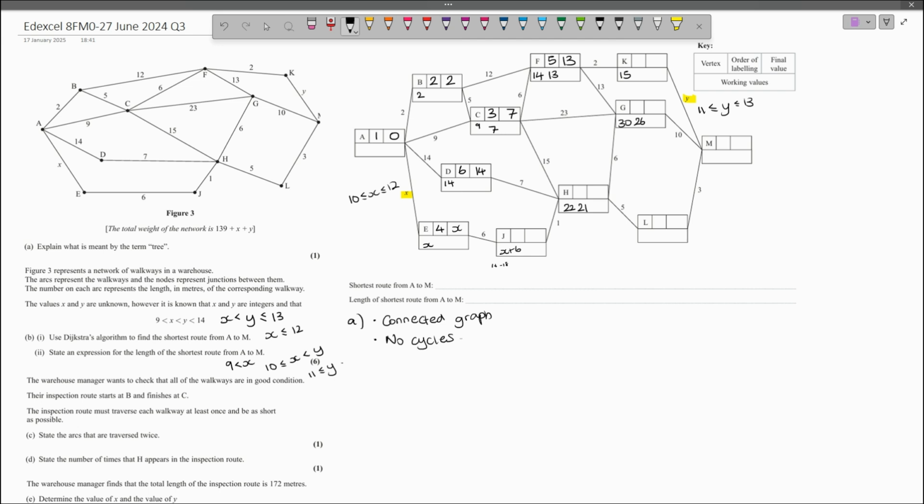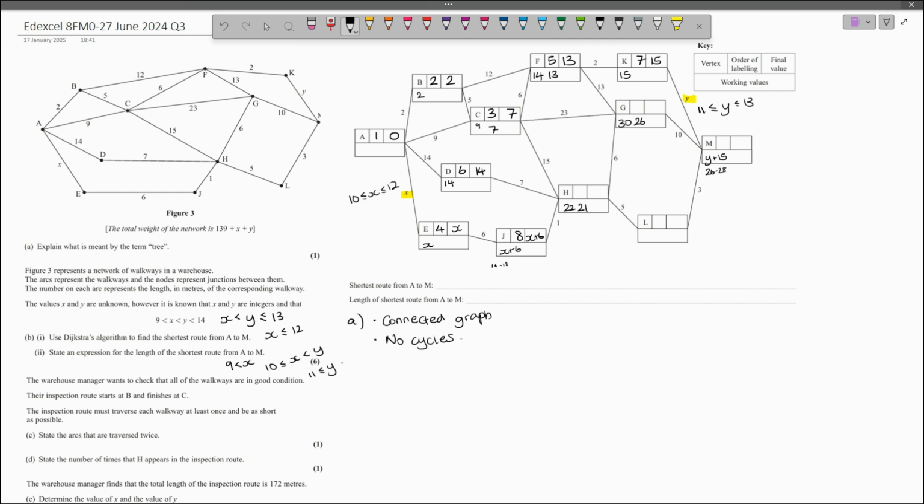K is next with 15, which means that M gets a working value of y plus 15, which is currently between 26 and 28. Just as a little note. Okay, I've got 4 sets of working values. I've got 16 to 18, 21, 26, and 26 to 28. So J is next, and I'm labelling J 8th.